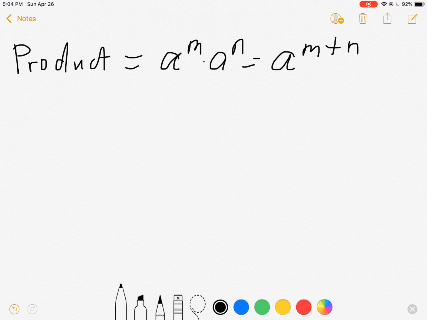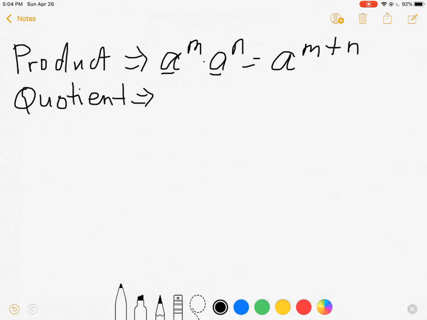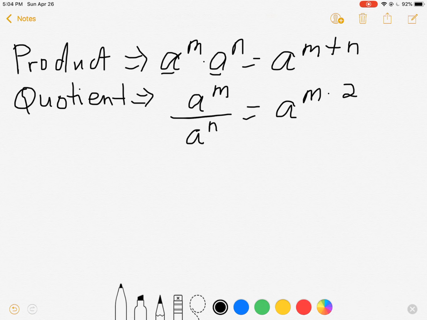So if I have a to the m times a to the n, if these are the same, then I add their exponents. And then we have the quotient rule. The quotient rule says if you have 2 bases that are being divided and those bases are the same, a and a, then you're going to subtract your exponents.